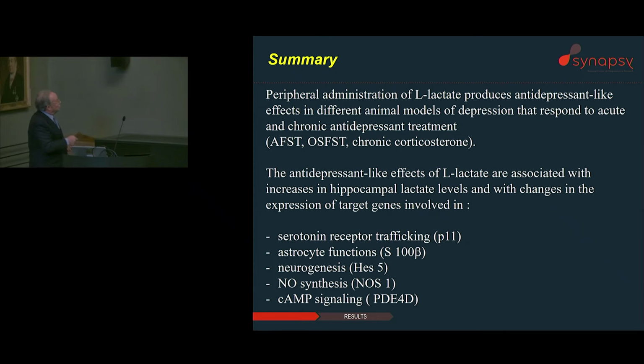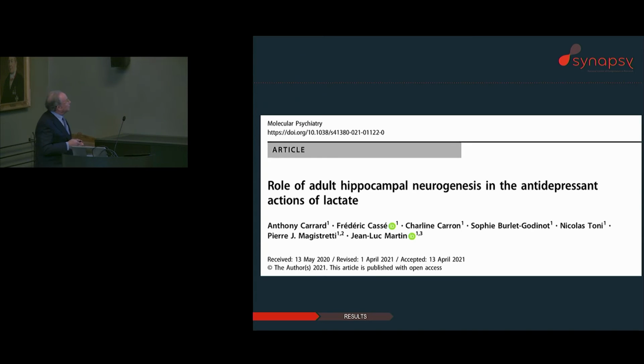And so we saw, I won't go into detail, but we used 3 models, acute forced swim test, open space forced swim test, and chronic corticosterone, 3 models of quote-unquote depression in rodents. And we could counteract the behavioral effects, but also, by the way, a number of molecular changes were normalized after lactate administration. And more recently, we showed that for this effect of lactate to take place, there is a need for neurogenesis to be active.